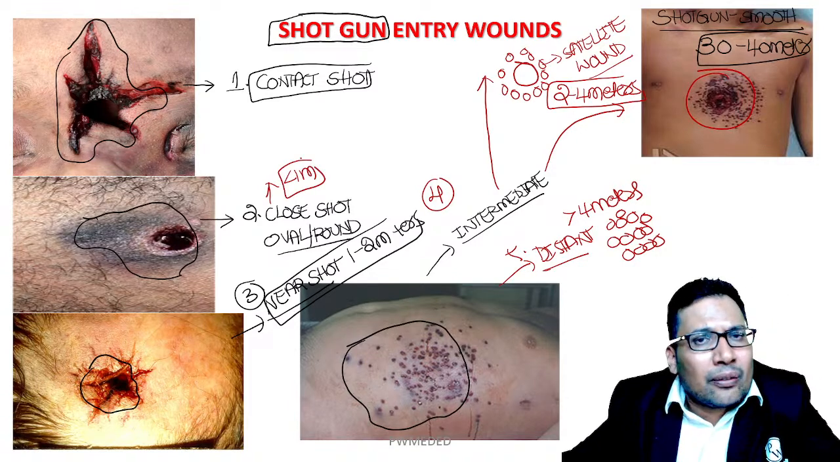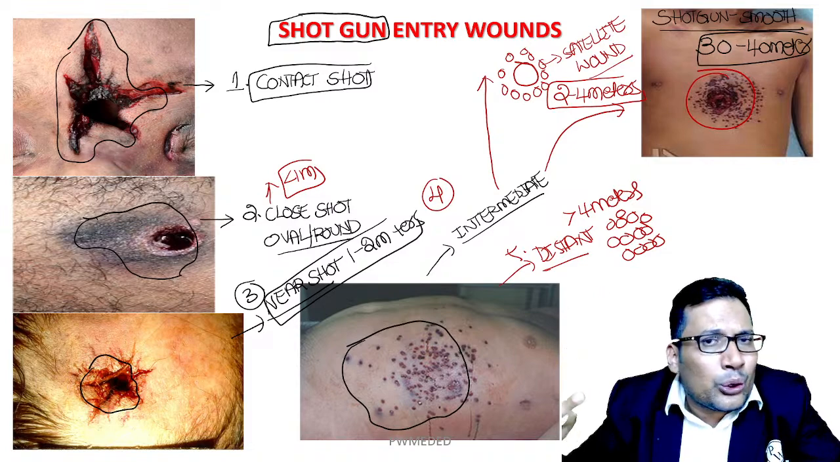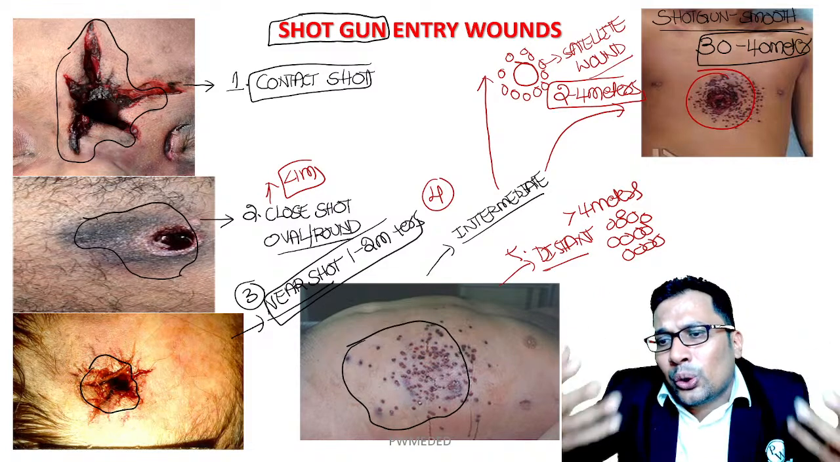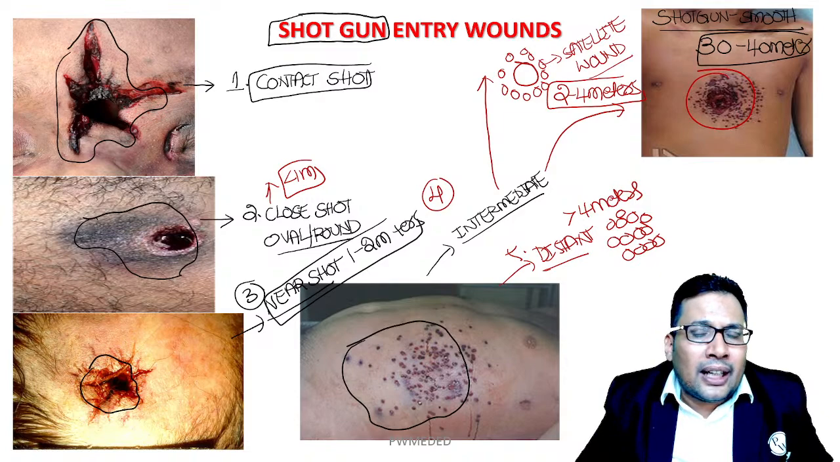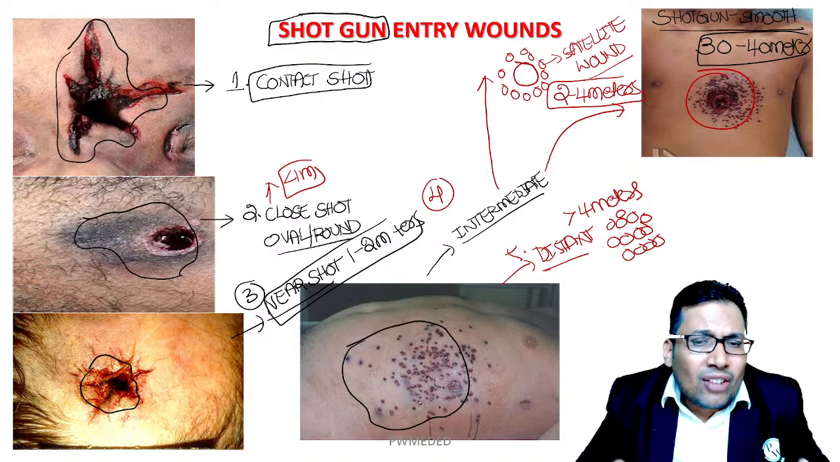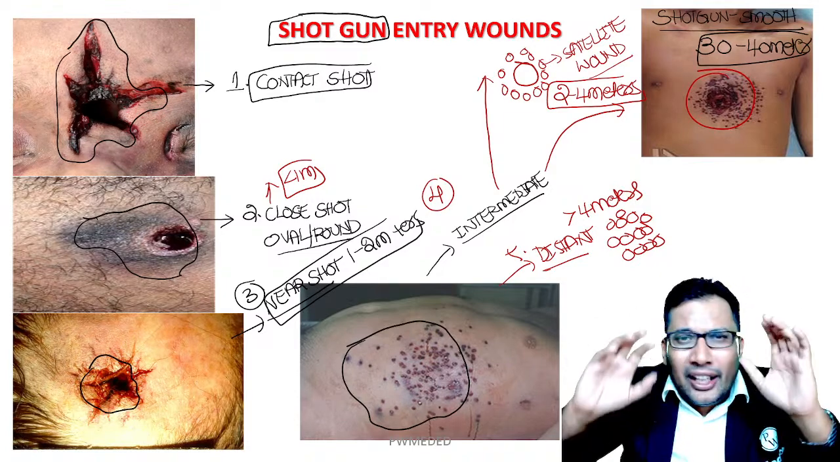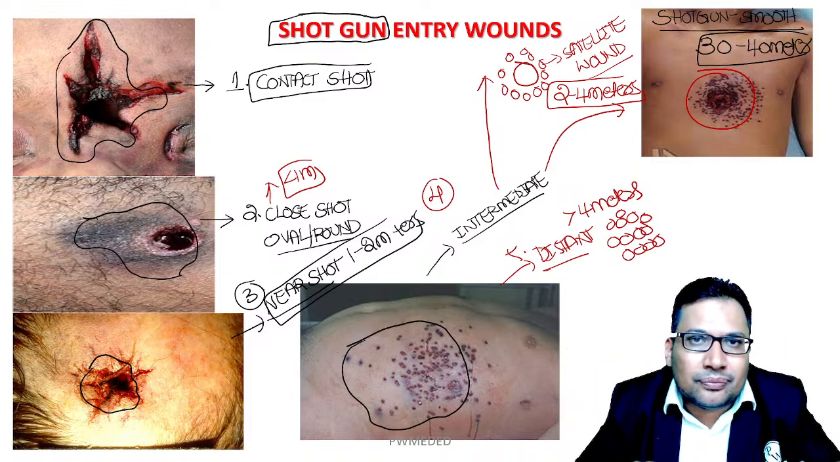Contact shot means contact with the body. This is the contact shot. Close shot, near shot, intermediate shot, and that is distant shot. And in shotgun, remember, exit wounds are very rare.